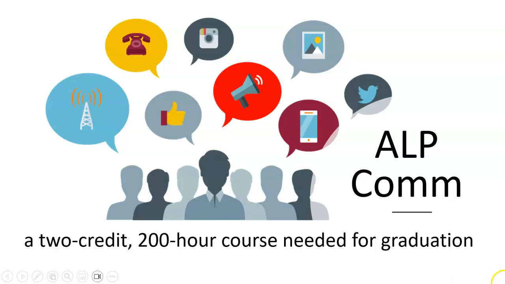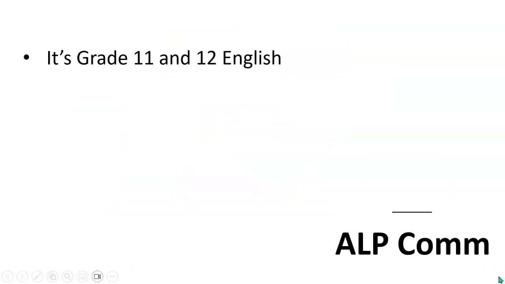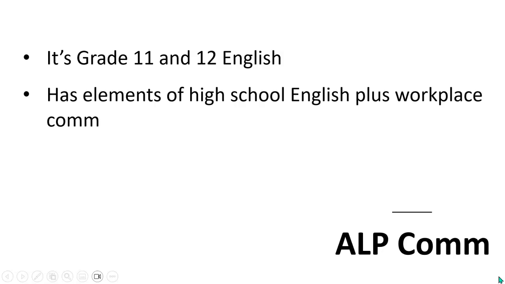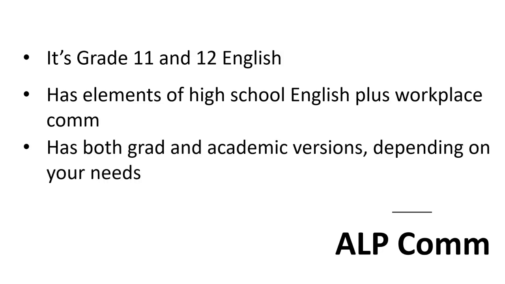ALP Comm is a 2-credit, 200-hour course needed for graduation. That's if you're an ALP student. If you're in academic upgrading, you're likely taking the course to get into a post-secondary program. It's both grade 11 and 12 English. The course has elements of high school English, but it also includes some workplace comm. The course has both grad and academic versions depending on your needs.